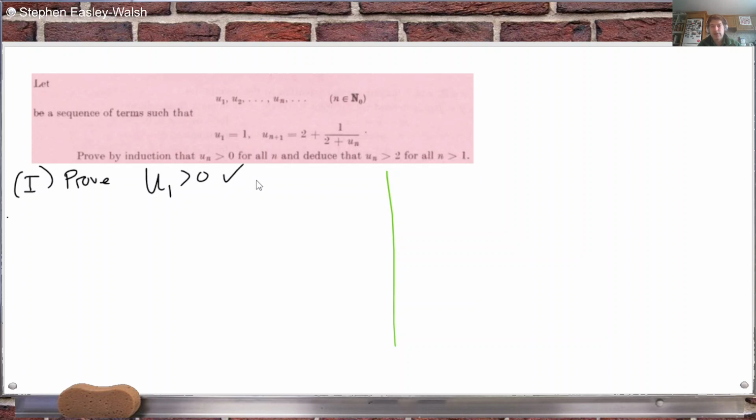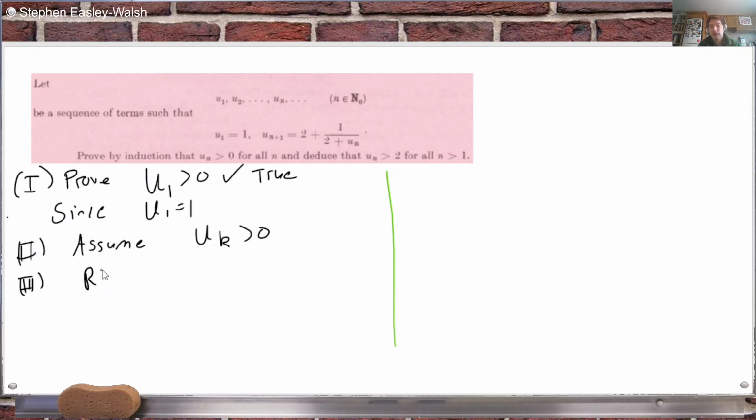Well, this is true since you're actually told that U1 is 1. 2, we assume case K is true. Assume that UK is positive. And then 3, required to prove that UK plus 1 is positive.